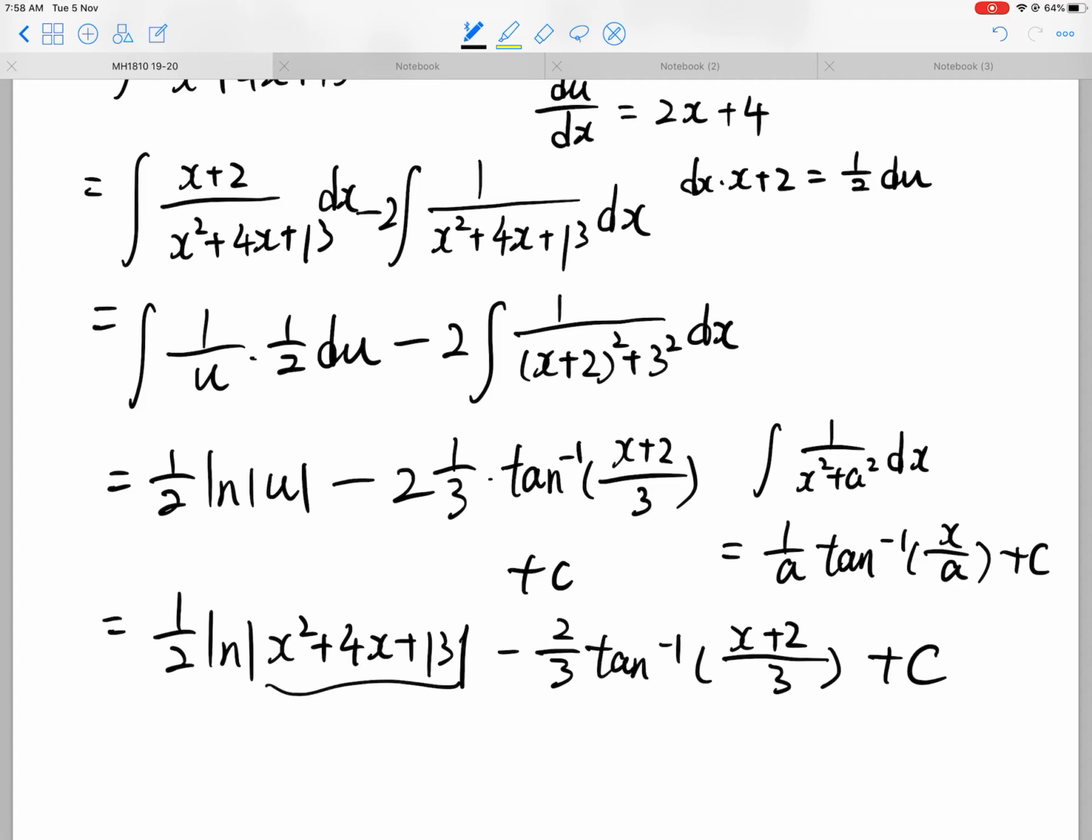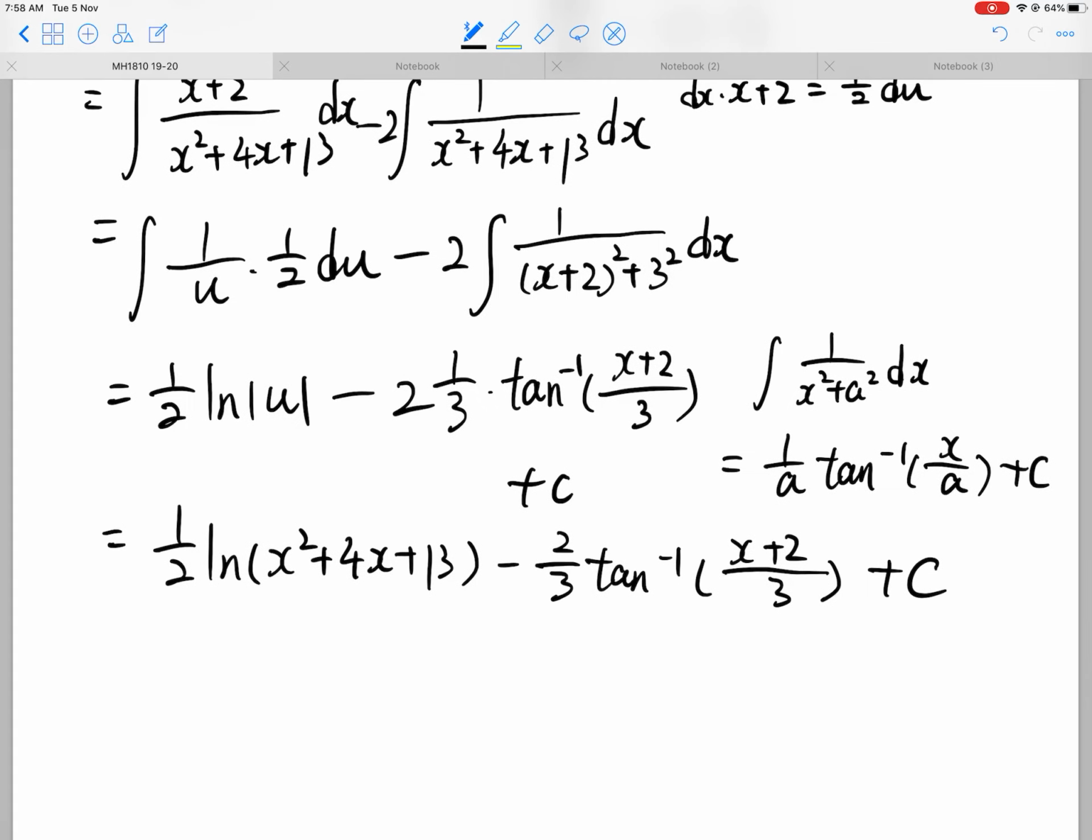And because this part is always greater than 0, right? You can remove the absolute value, the modulus, and leave it like this.